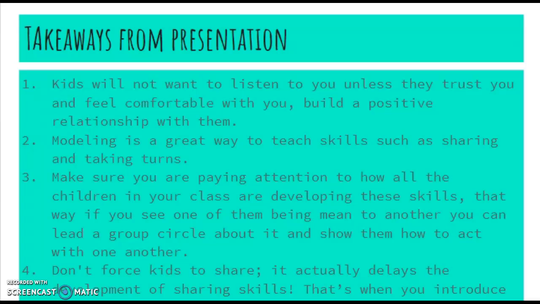So, the four main takeaways from my presentation. One, kids will not want to listen to you unless they trust you and feel comfortable with you. Build a positive relationship with them. Two, modeling is a great way to teach skills such as sharing and taking turns. Three, make sure you are paying attention to how all the children in your class are developing these skills. That way, if you see one of them being mean to another, you can lead a circle group about it and show them how to act with one another. And four, don't force kids to share. It actually delays the development of sharing skills. That's when you introduce taking turns.